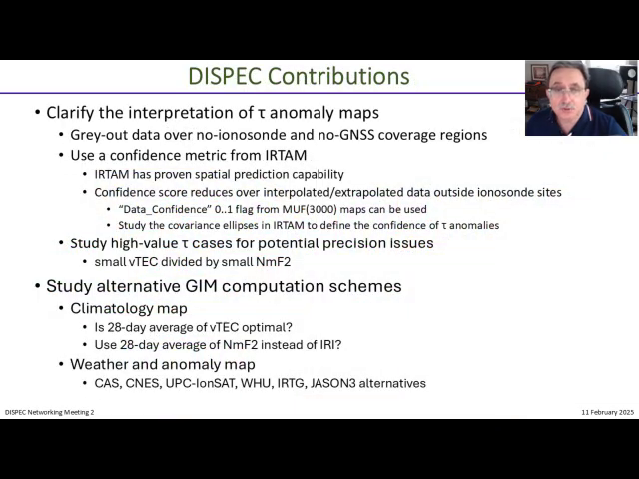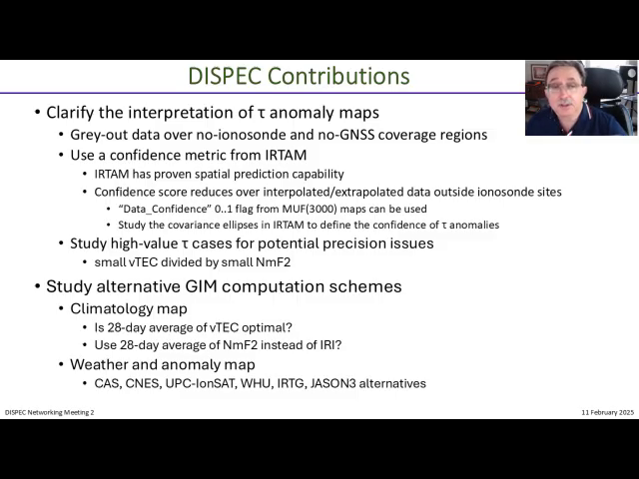Let me finish with this summary of the DISPEC work to do. We need to clarify the interpretation of the tau anomaly maps, because GNSS and ionosonde networks are different in their coverage. And the corresponding maps of VTEC and NmF2 uncertainty areas differ as well. So graying out these anomaly maps over no ionosonde or no GNSS receiver areas would be useful.